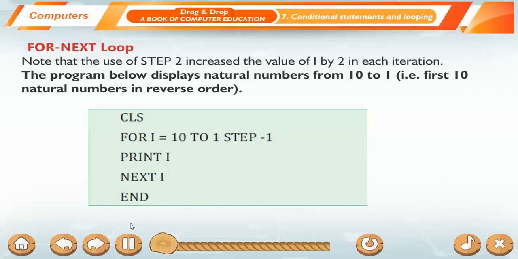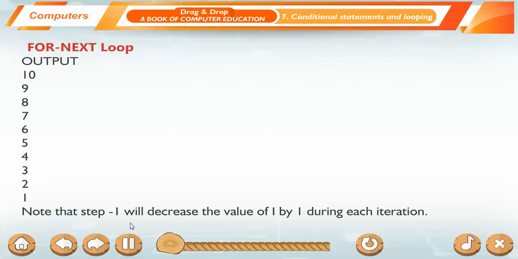The program below displays natural numbers from 10 to 1, that is, the first 10 natural numbers in reverse order. CLS. For I equal to 10 to 1, step -1. Print I. Next I. End. Output: 10, 9, 8, 7, 6, 5, 4, 3, 2, 1. Note that step -1 will decrease the value of I by 1 during each iteration.